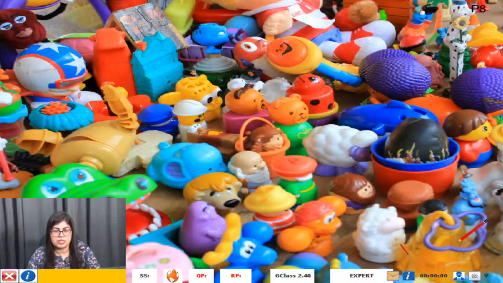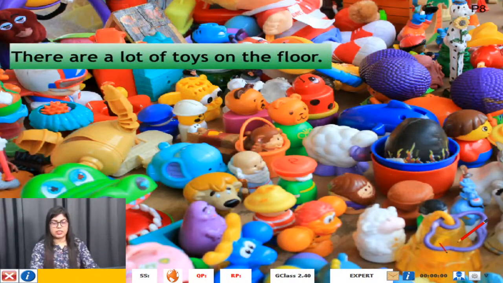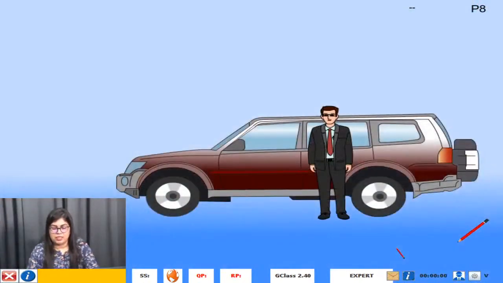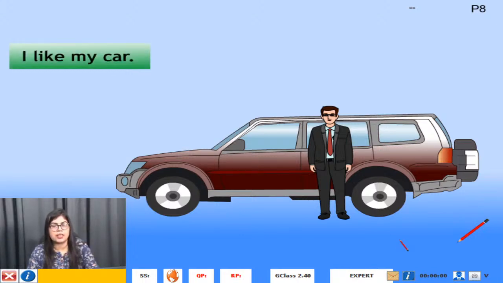Then, what can you see in this picture? Yes, there are many toys here, isn't it? So, there are a lot of toys on the floor. What kind of toys or how many toys? A lot of toys. Then there is a man and he's standing just beside his car. So, I like my car. He says that I like my car. Here we have the determiner my.